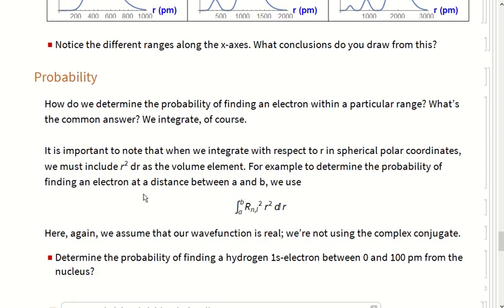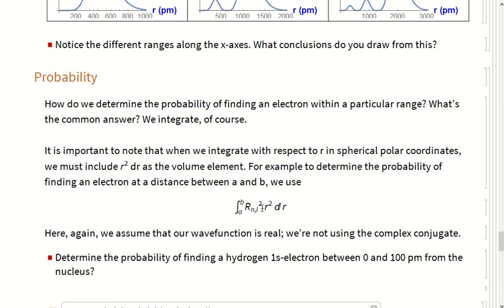Now let's ask the question about determining the probability of finding an electron within a particular region of space at a particular distance from the nucleus. And here we just use our integral. If we're interested in finding the probability of finding the electron between a distance of a and a distance of b, then we take our radial component squared and multiply it by r squared dr. So we're just doing the integration, with the limits of integration between a and b. It is important to note that we must include this r squared in our integration.